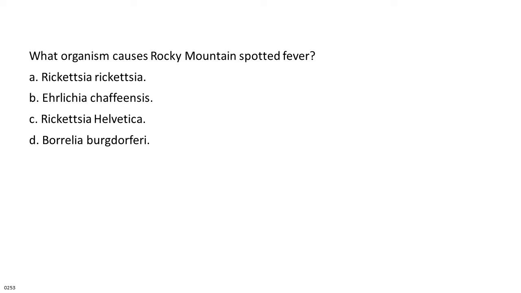What organism causes Rocky Mountain spotted fever? A. Rickettsia rickettsii. B. Ehrlichia chafensis. C. Rickettsia helvetica. D. Borrelia burgdorferi.